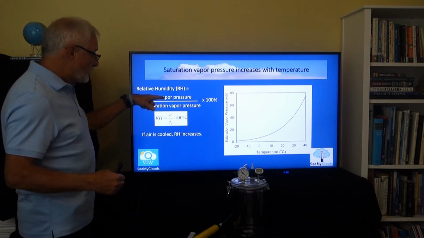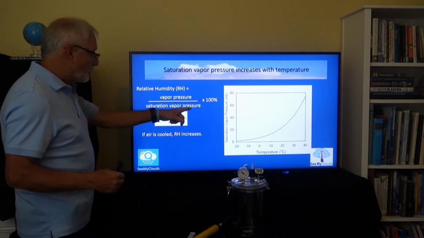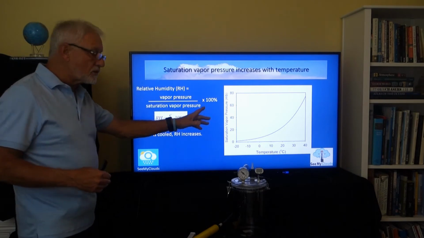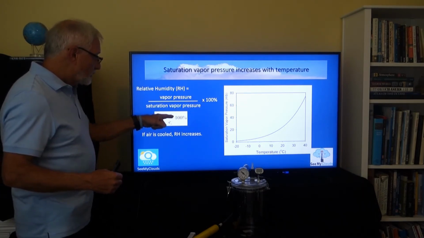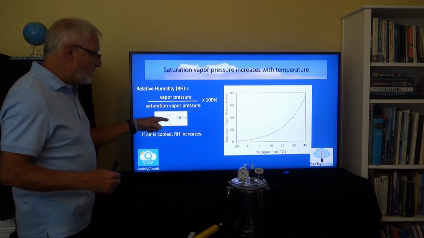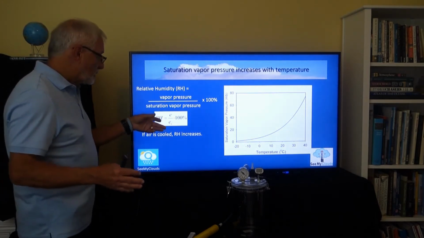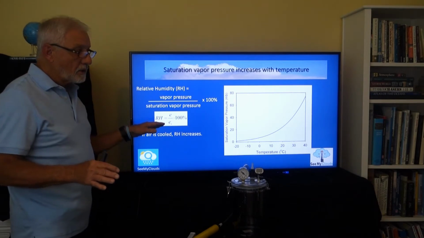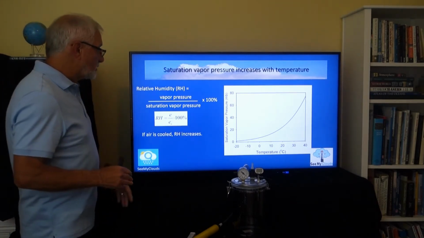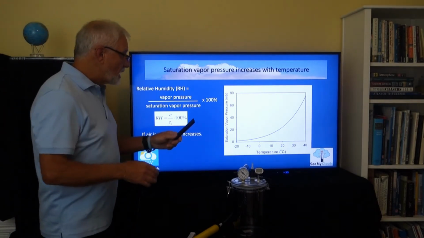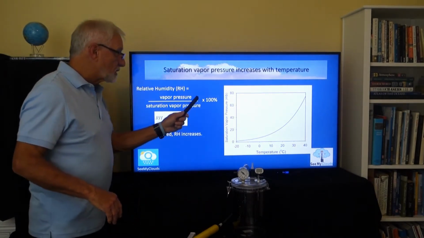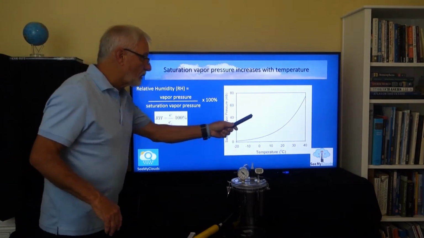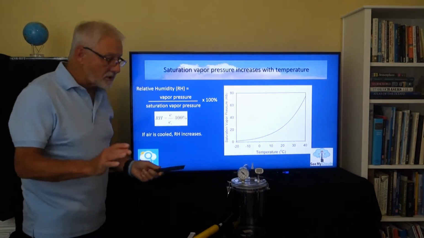So if it becomes saturated, the relative humidity goes up to 100%. They're usually given in terms of percent here. So if, for example, this is 50%, it means that E over E sub S here is 0.5. We multiply it by 100% to get to 50% in that situation. But again, the major important point here is that the saturation vapor pressure increases with temperature, or if we think of the other way, it decreases with cooling.